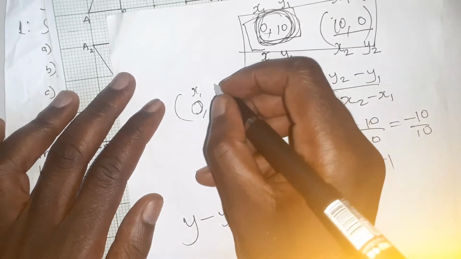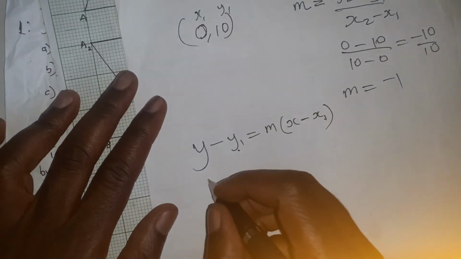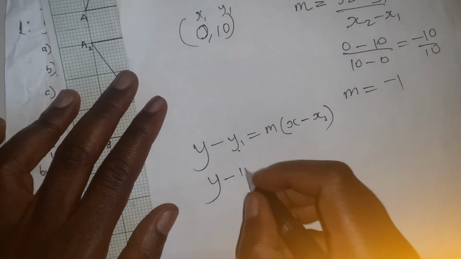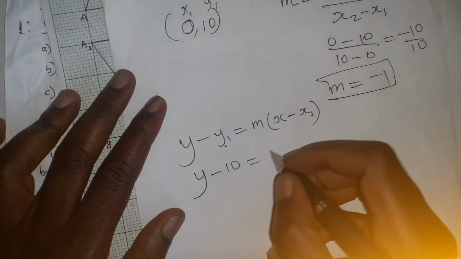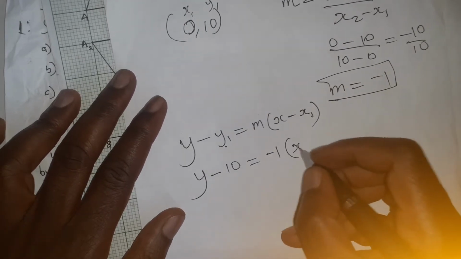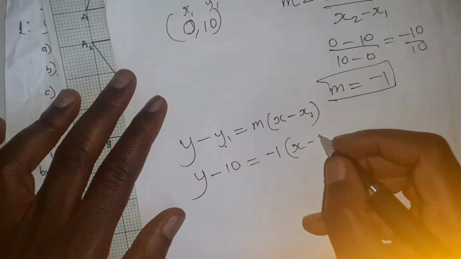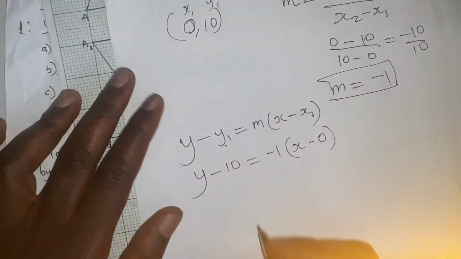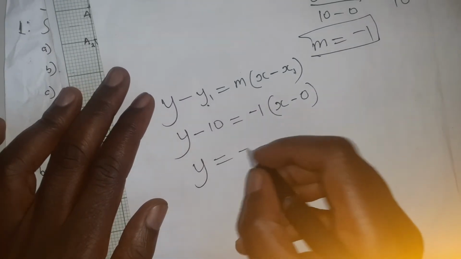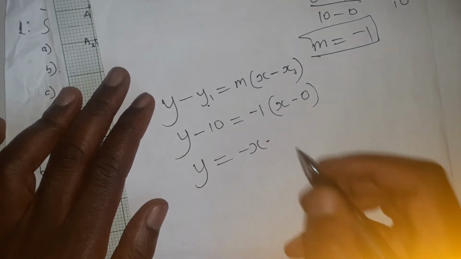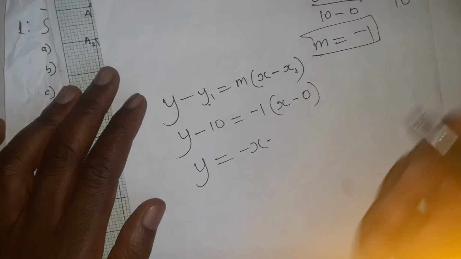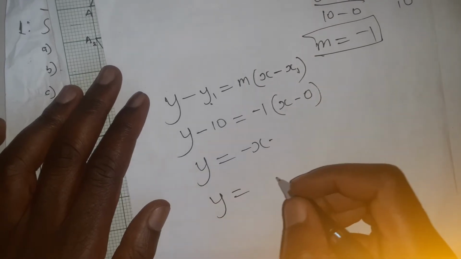Our x1, our y1. So we have y minus y1, where y1 is 10, is equal to m, which is the gradient, -1, times x minus x1, where x1 is 0. So this is equal to, yes, that's what we're going to get here. Minus 0, it will be minus 0.